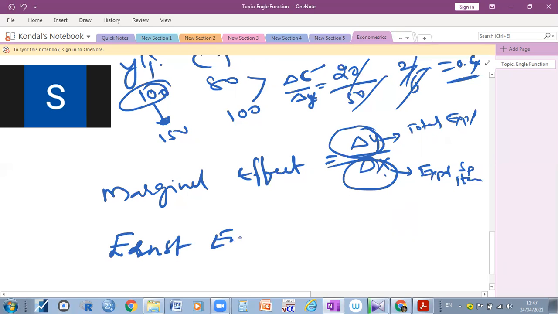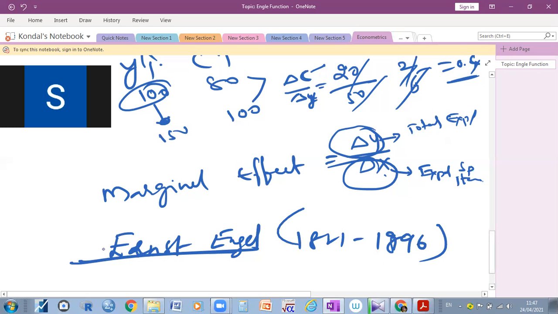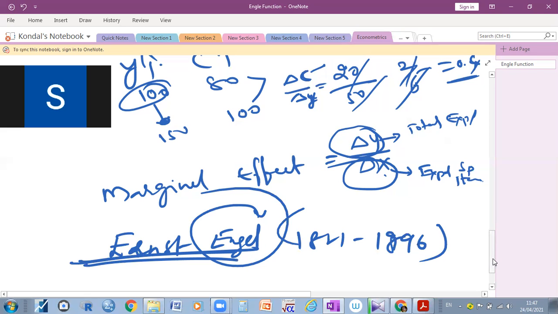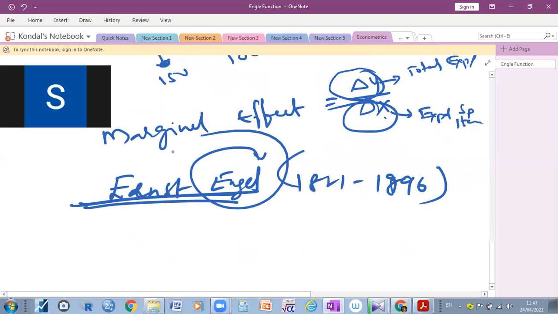Ernst Engel, born in 1821. Who proposed this theory, the Engel consumption function? It is by Engel. On his name only the theory was developed. So here Ernst Engel introduced this Engel consumption function.